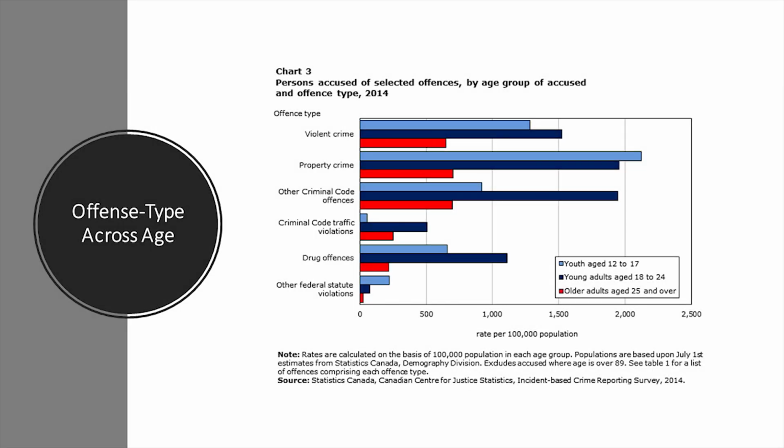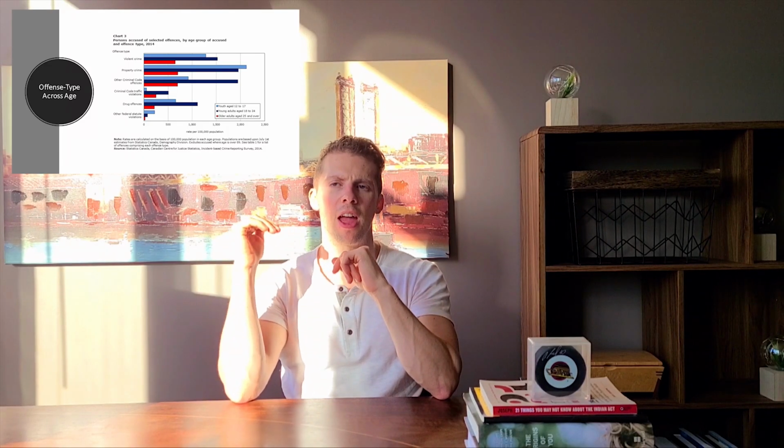This graph is meant to help us understand the types of crimes that individuals are more or less likely to commit at different years of age. The light blue is reflecting youth between ages 12 to 17. The darker blue is reflecting young adults between ages 18 to 24. And the red is reflecting all adults that are age 25 and over.